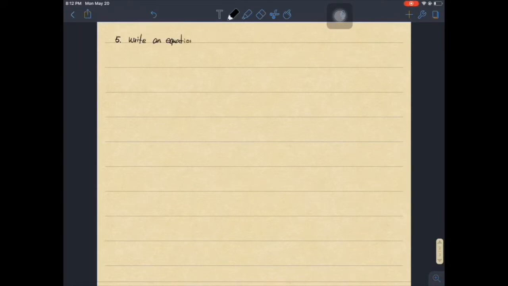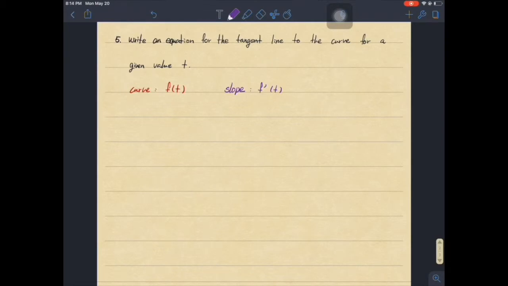The fifth type of question asks us to write an equation for the tangent line to the curve for a given value of t. So to solve this kind of question, we only need to know that the slope of the tangent line of a curve is the first derivative of the curve.